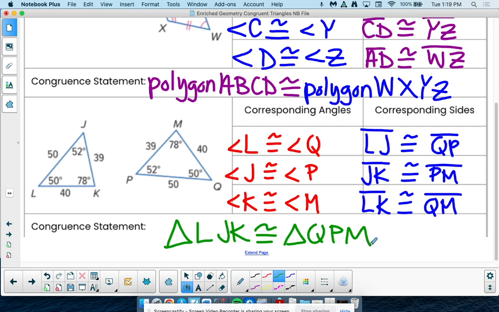As long as your letters match up, the order doesn't matter, like how I did my order doesn't matter to yours, as long as the same letters line up. And since it's a triangle, you can use that triangle symbol instead of writing out polygon on the bottom for the congruent statement. So your first part of your homework will be like this, just listing out the sides and the angles, and then the next part will be looking for missing measures, okay? So that's what the next page is about.